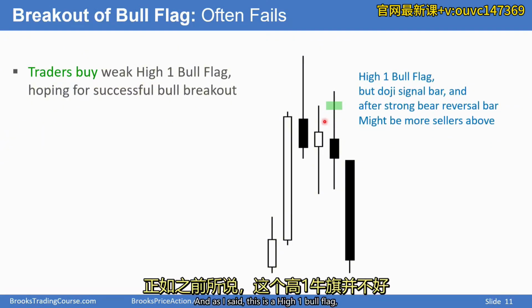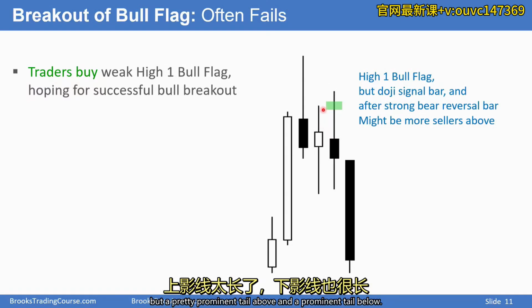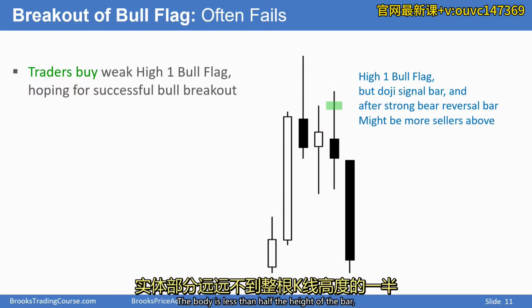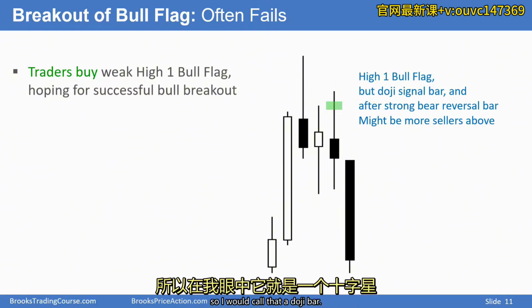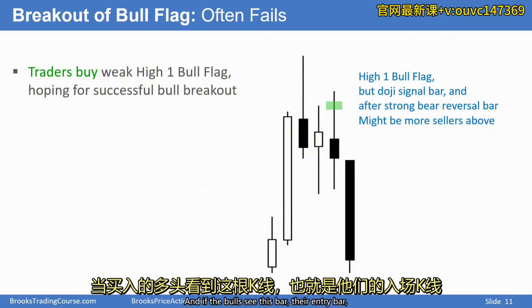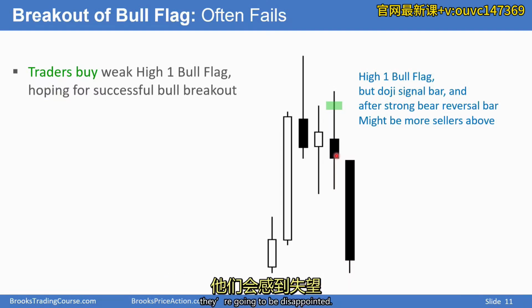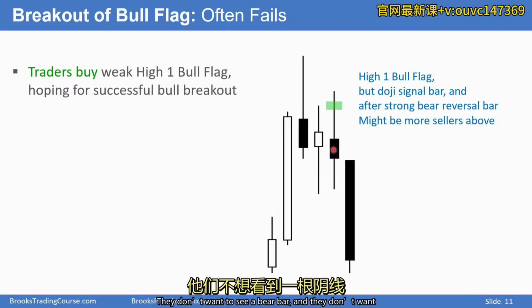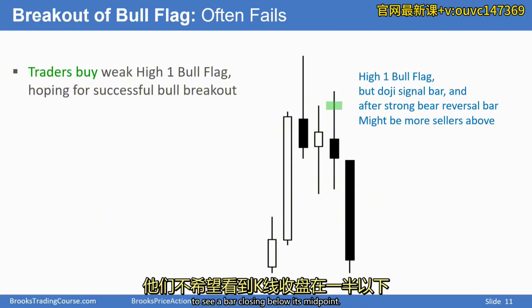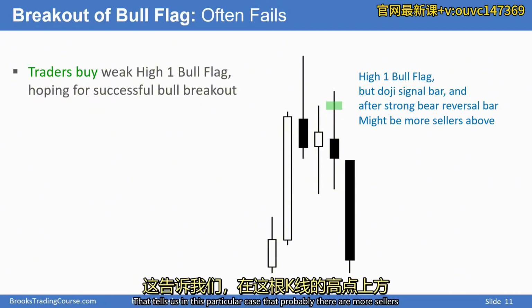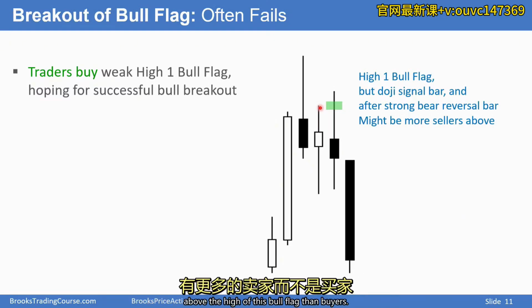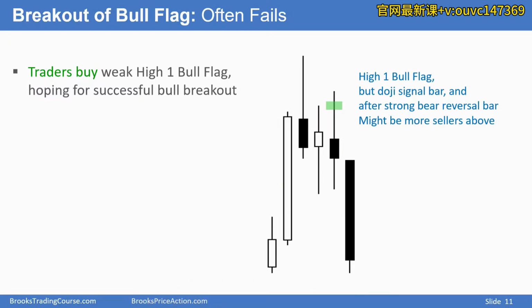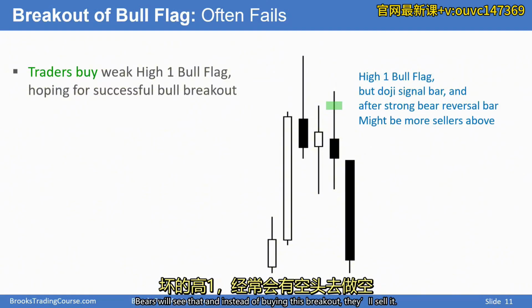As I said, this is a high 1 bull flag, but a pretty prominent tail above and a prominent tail below. The body is less than half the height of the bar, so I would call that a doji bar. And if the bulls see this bar, their entry bar, they're going to be disappointed. They don't want to see a bear bar, and they don't want to see a bar closing below its midpoint. Well, that tells us that in this particular case, there probably were more sellers above the high of this bull flag than buyers. Bears will see that, and instead of buying this breakout, they'll sell it.